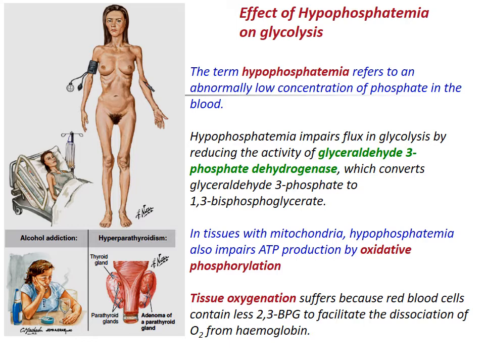Effect of hypophosphatemia in glycolysis. The term hypophosphatemia refers to an abnormally low concentration of phosphate in the blood. Hypophosphatemia impairs flux in glycolysis by reducing the activity of glyceraldehyde 3-phosphate dehydrogenase, which converts glyceraldehyde 3-phosphate to 1,3-bisphosphoglycerate. In tissues with mitochondria, hypophosphatemia also impairs ATP production by oxidative phosphorylation. Tissue oxygenation suffers because red blood cells contain less 2,3-bisphosphoglycerate to facilitate the dissociation of oxygen from hemoglobin.